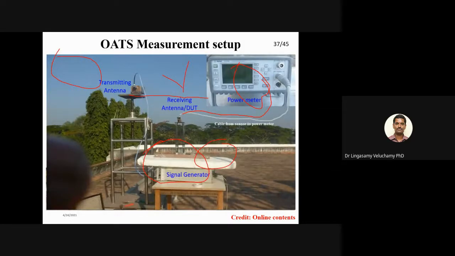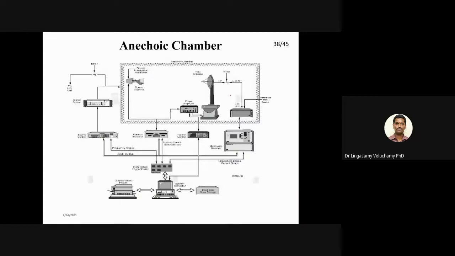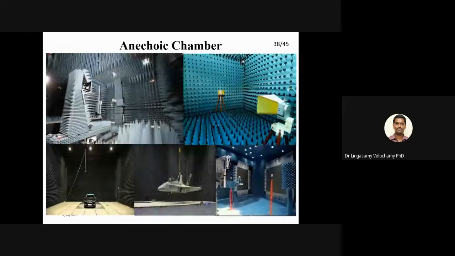Measurements are prone to environmental conditions. Therefore, we are going for the anechoic chamber. An anechoic chamber is a controlled environment measurement. You will have absorbers, and behind that you will have metallic planes, so that outside interference signals will not get inside the chamber, and whatever signals are inside will not go out. So whatever you get here is the direct radiated wave from here to here.